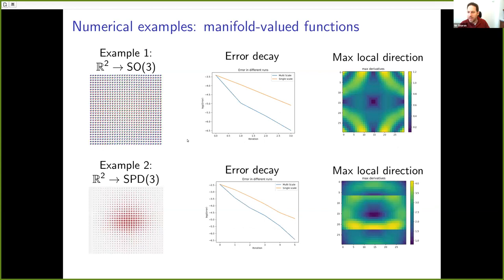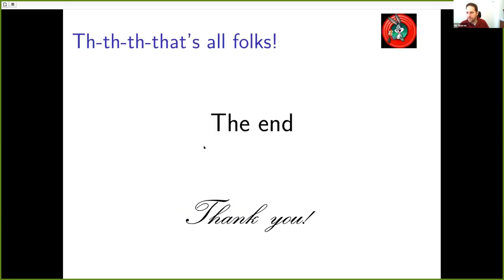And even more interestingly, we can do it for manifolds. We design the multiscale approach in a way that can be adapted to manifold values. Here are two simple examples of grids over SO3 and over SPD3, and we obtain the same error decay. It means that we can get better operators from the multiscale approach. I think at this point I will stop.